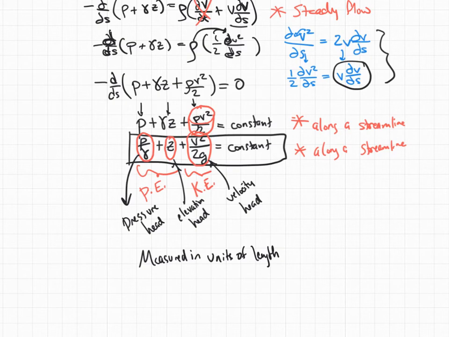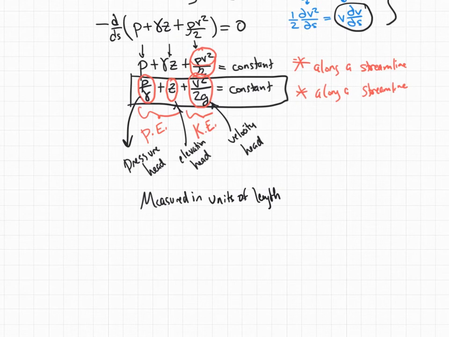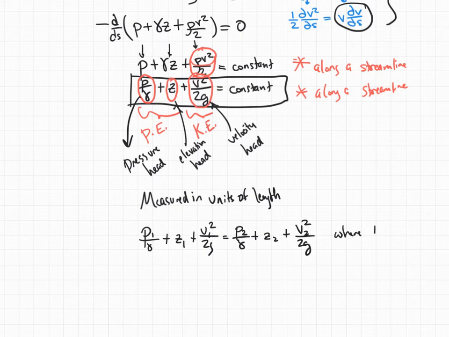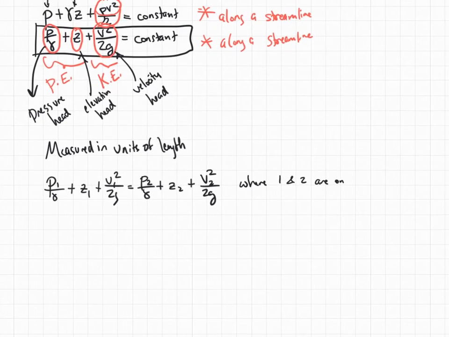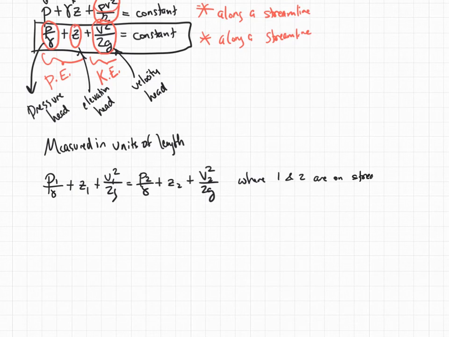Typically, the way we're going to use this equation over and over again is p1 on gamma plus z1 plus v1 squared on 2g equals p2 on gamma plus z2 plus v2 squared on 2g, where 1 and 2 are on a streamline. That's assumption number 1.